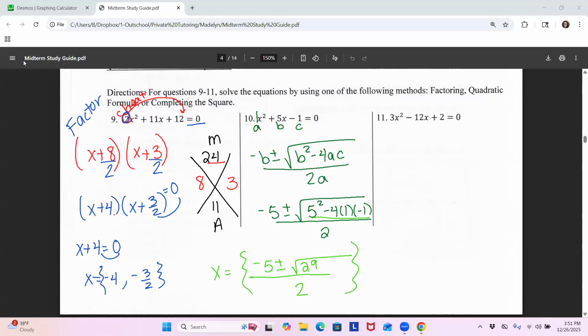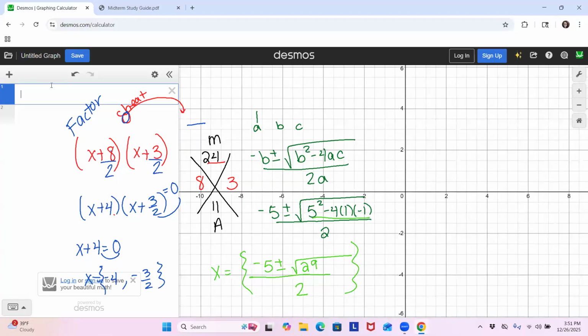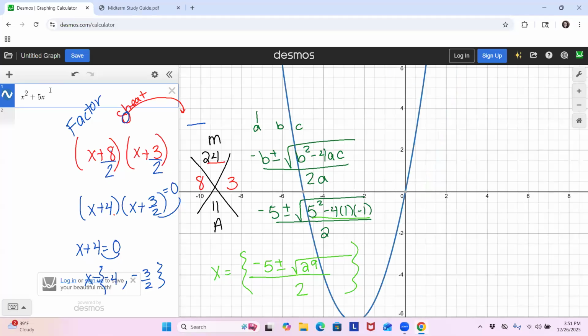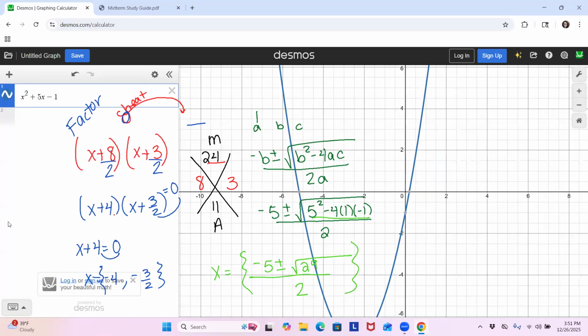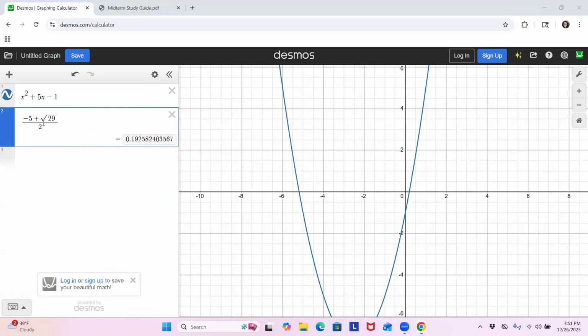Okay, x squared plus 5x minus 1. Here's how you can check that. X squared plus 5x minus 1. Okay, and we got negative 5 plus square root 29 all over 2. Is that what we hit? Say x equals. Yes, that's correct. And then I'm just going to change this plus to a minus, and boom, we're correct. You don't have to check it, but that's how you could.